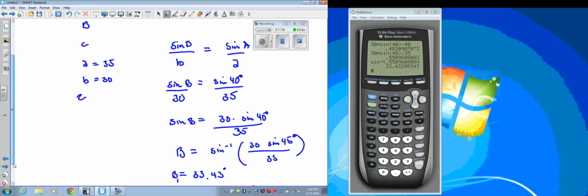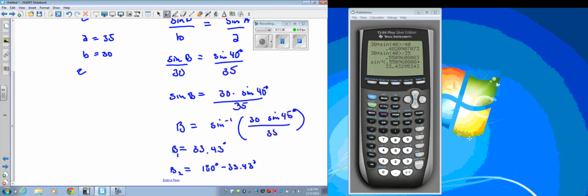Now, if there is another angle, then it would have to be, what is it? What is this when you subtract it? 146.